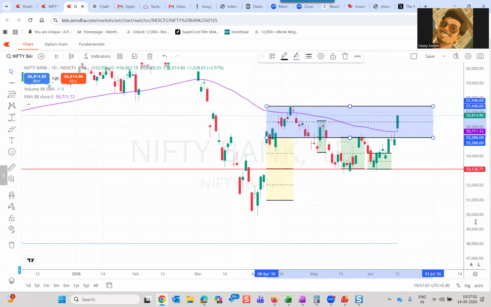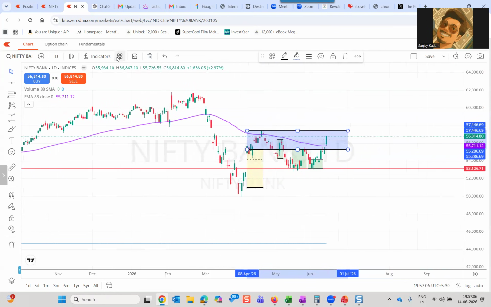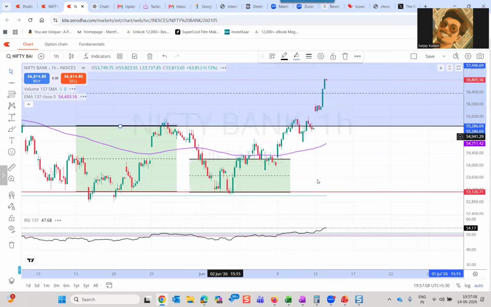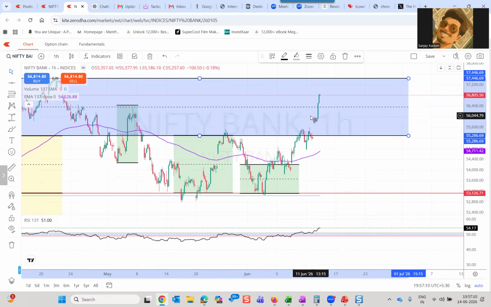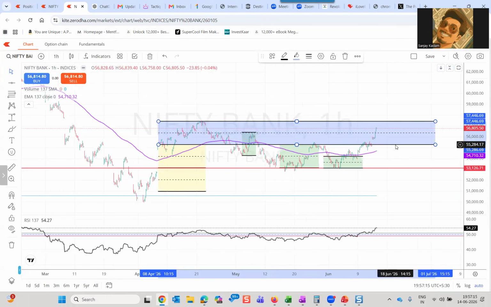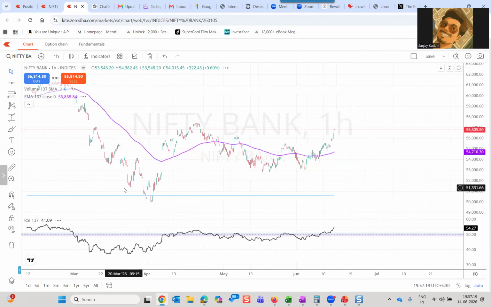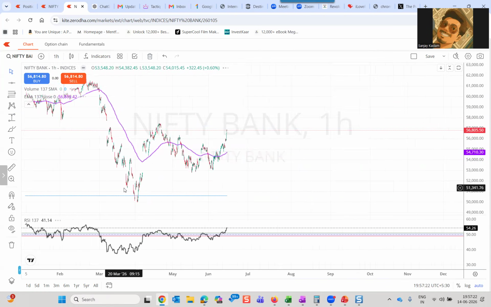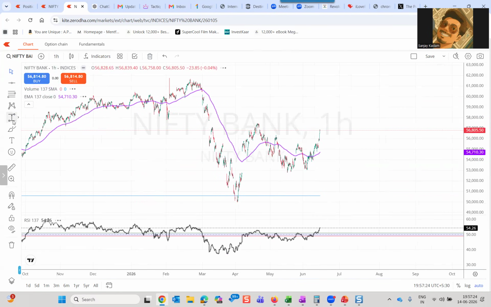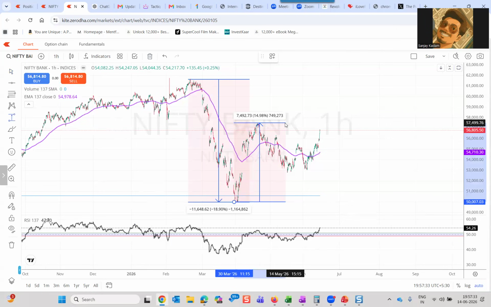You can see this could be one of the possibilities. Now, where will we find out? At this point. So if I look into the chart, I'll keep both the charts side by side. This move which extended, went up to 11,000, right? And then there was a reversal of 7,000.